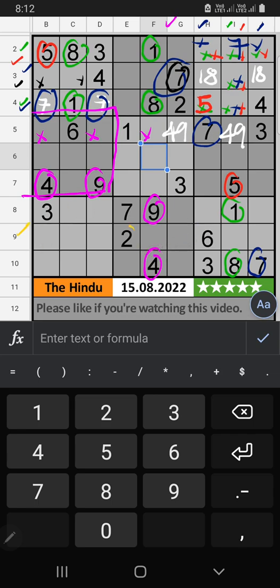Ninth row, we have 2. So 2 can't come in these cells. 2 will come in one of the cells. We will confirm later. Fourth row, we have 2. So 2 can't come in these cells. 2 will come in one of the cells. We will confirm later.